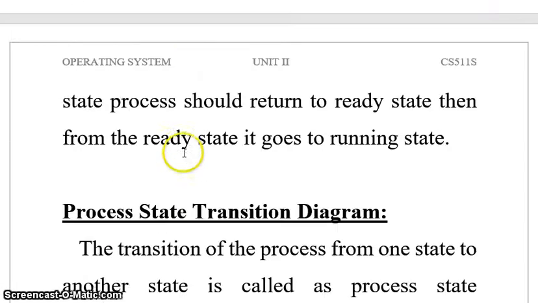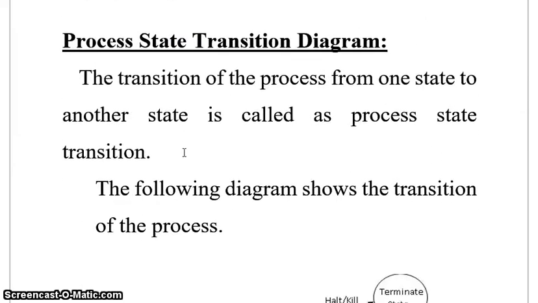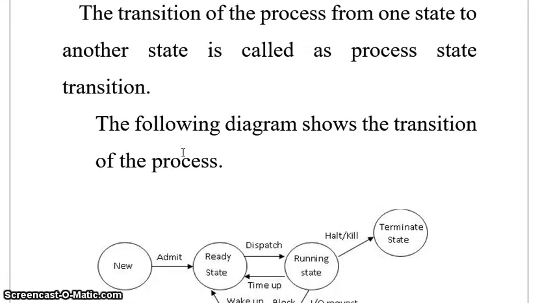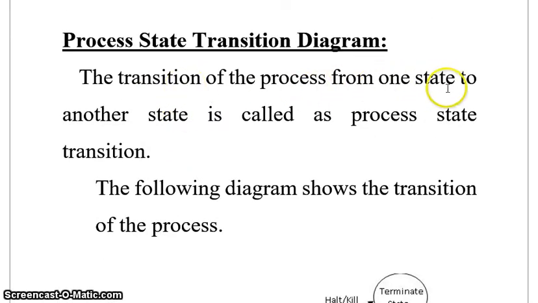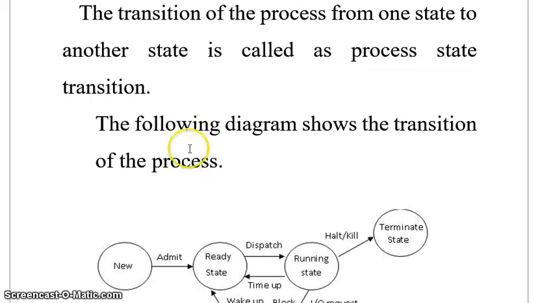Now we are going to see the process state transition diagram. What is this process state transition diagram? The transition from one state to another state is called process state transition. We saw different states, that is, your running state, ready state, and block state. Now we are going to see some other states. Switching from one state to another state is called process state transition. Now we can see the diagram.